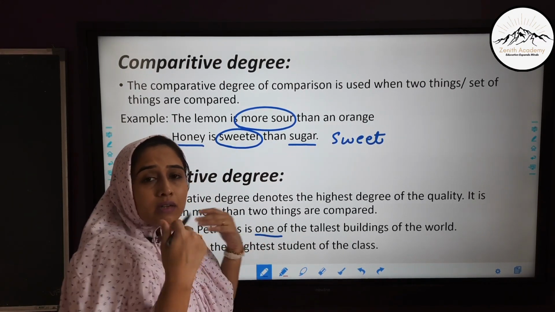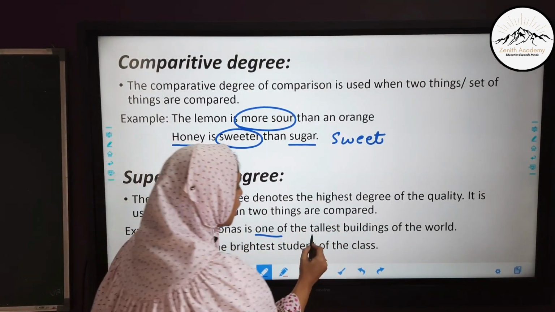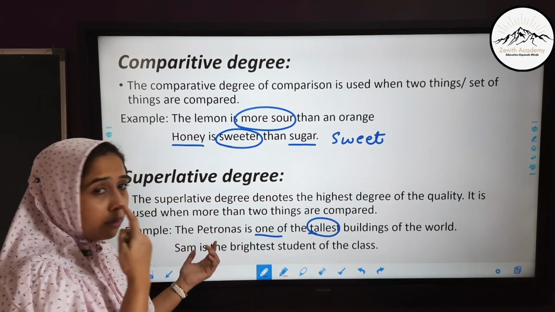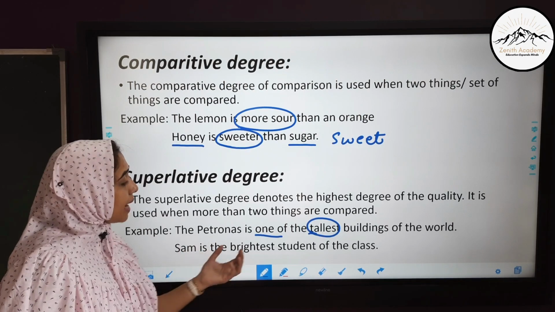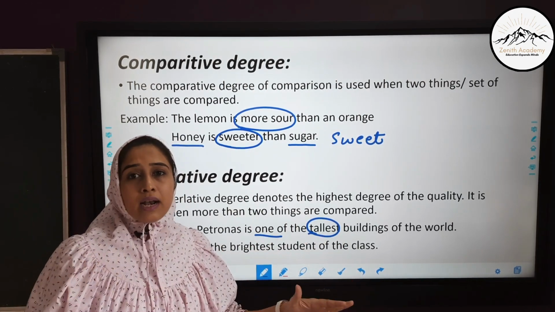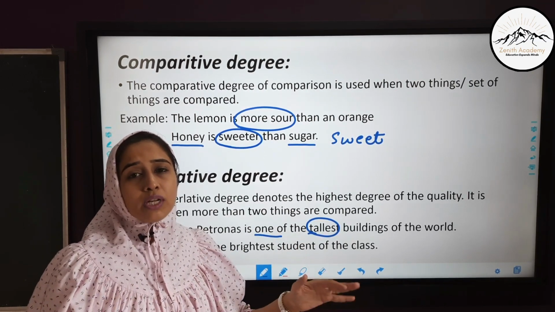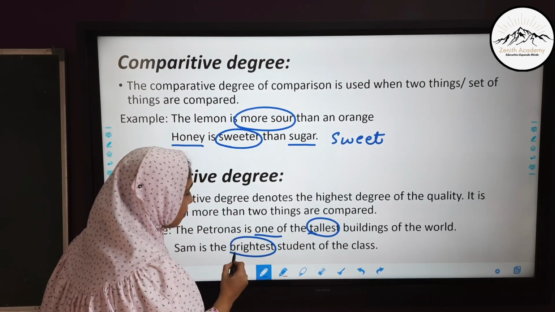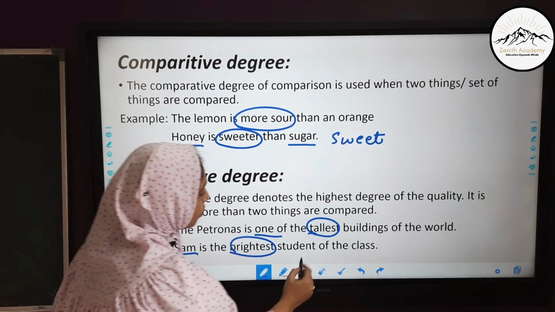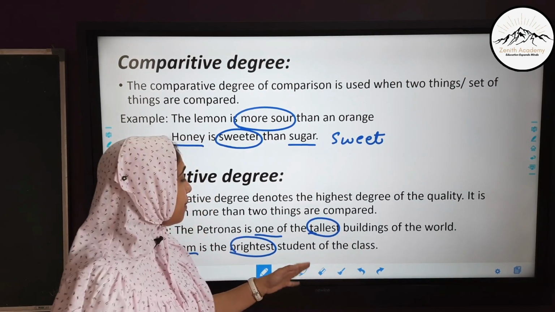So we are conveying the message that there are many tall buildings, and Petronas is one of the tallest buildings of the world. So tallest is the superlative degree. We give it to Petronas. Sam is the brightest student of the class. Means when you compare the students of the entire class, the comparison is between more than two things or students over here. So Sam is the brightest. Brightest is the superlative degree used for the noun Sam when compared to the students of the class. So this is a set or group of students which we are describing here.